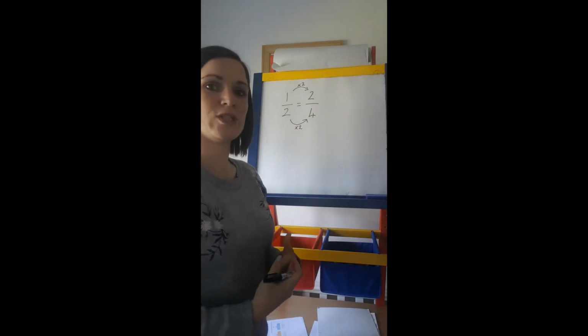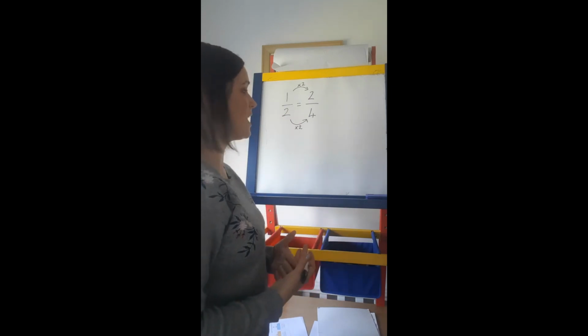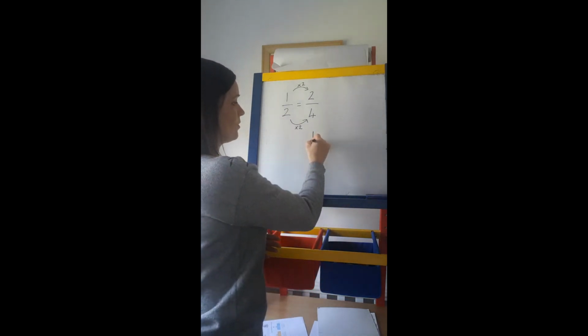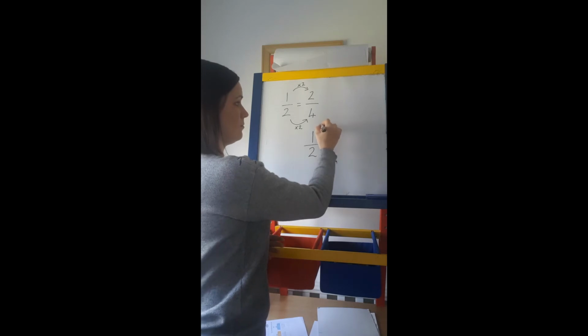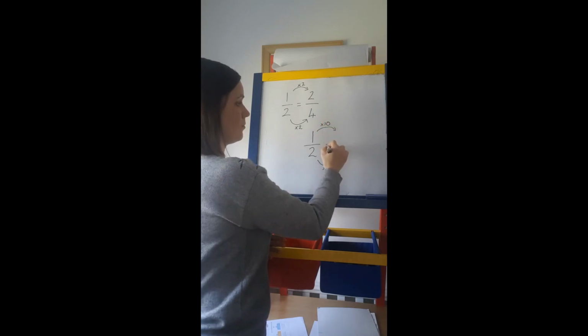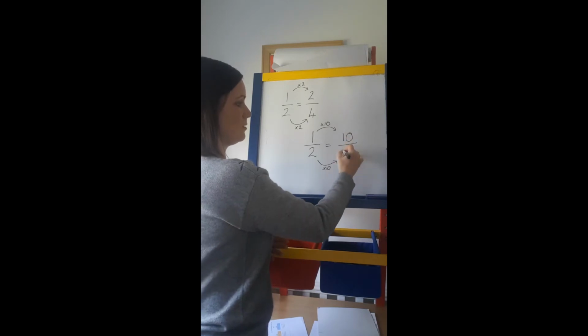As long as you choose any number and do the same thing to the top and bottom, you will always have an equivalent fraction. So here's another one. You can do a half, and you can multiply the top and the bottom both by 10. 1 times 10 is 10, 2 times 10 is 20.